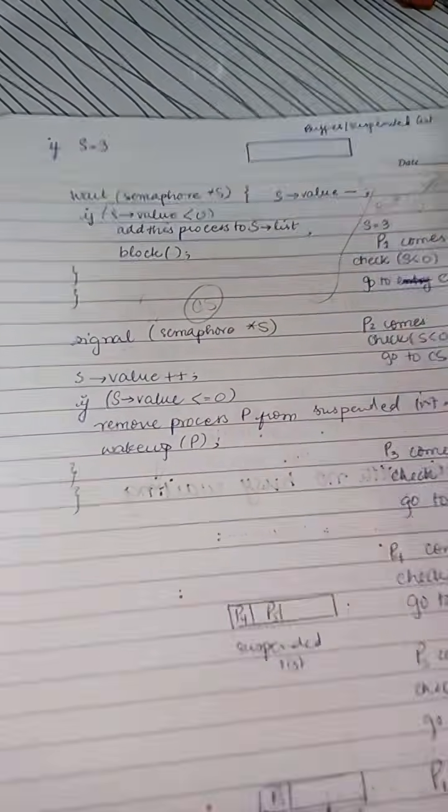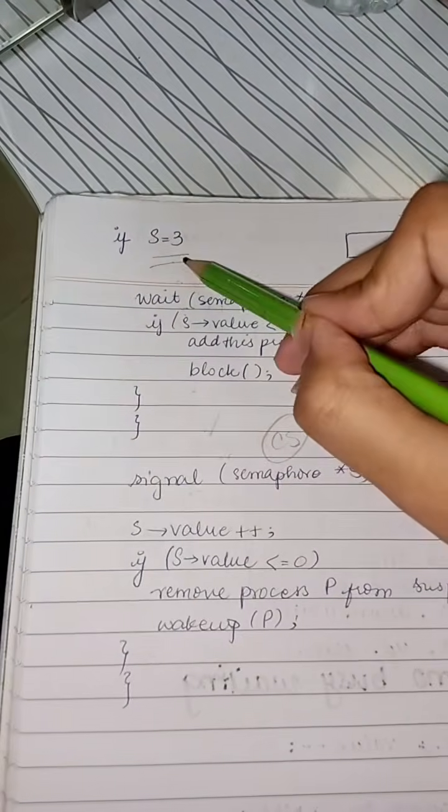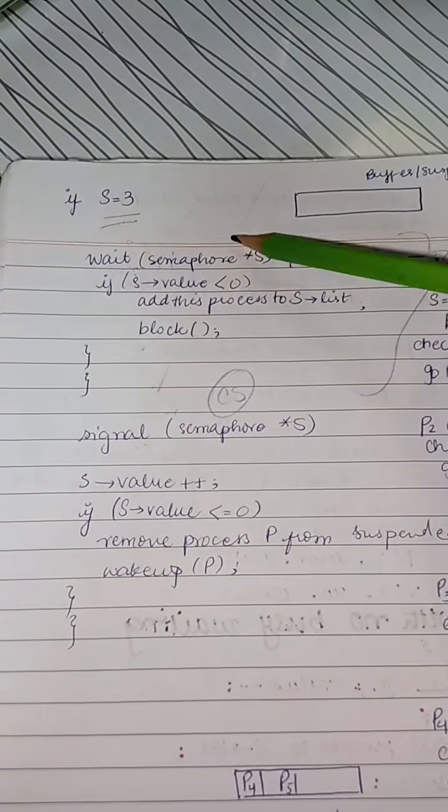Okay, we have the critical section over here, denoted by P CS. Let's say the value of the semaphore integer S is 3. Let's begin. The process goes into the wait entry section.